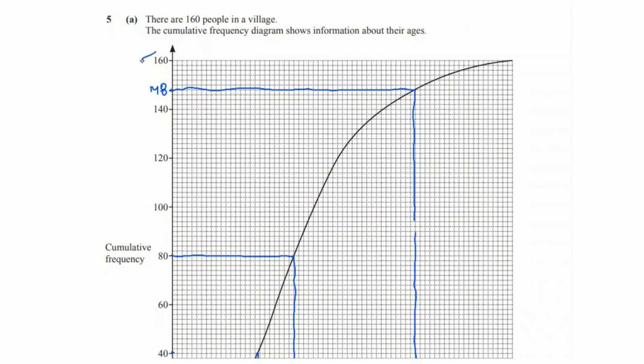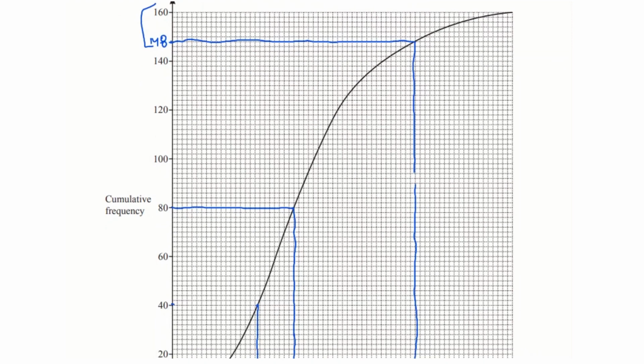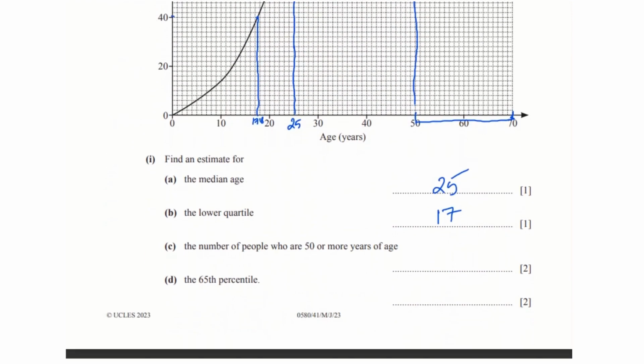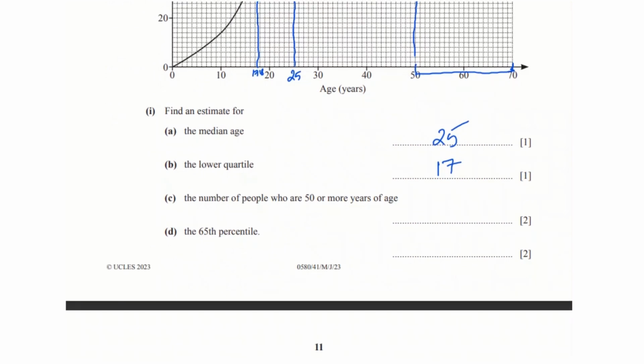So that means this section is what we are going to look at. So it's going to be 160 minus 148, which will give you, there are 12 people. The answer 12. Lower quartile, look into the diagram, you come to know.